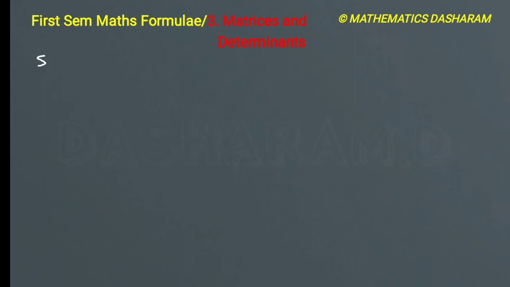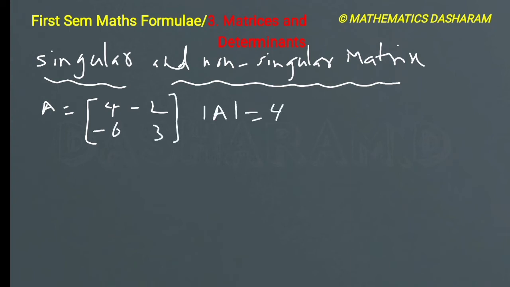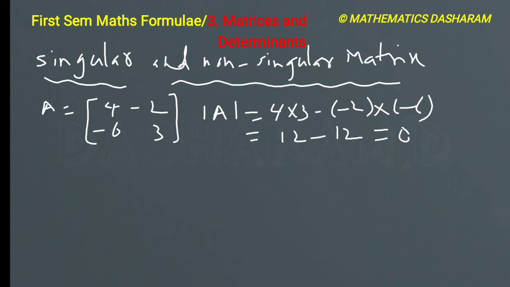Next one is singular and non-singular matrix. For example, A equals the matrix 4, minus 2, minus 6, 3. Let us find its determinant: 4 into 3 minus 2 into minus 6. 4 3s are 12, minus 2 into minus 6 is plus 12. So it is equal to 0. When the determinant of a matrix A is 0, then A is called a singular matrix. Otherwise it is a non-singular matrix.